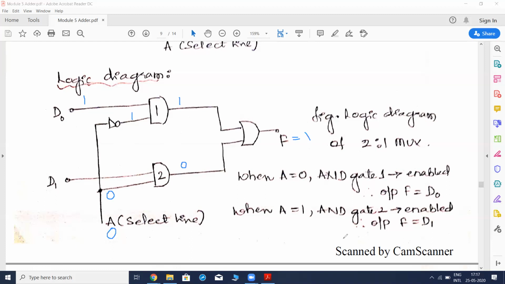Okay, and then when we take A equal to 1, that time what happens? Our AND gate 2 will be enabled. So whatever data is available at D1 will appear at F. This is how we can show the working of the multiplexer.